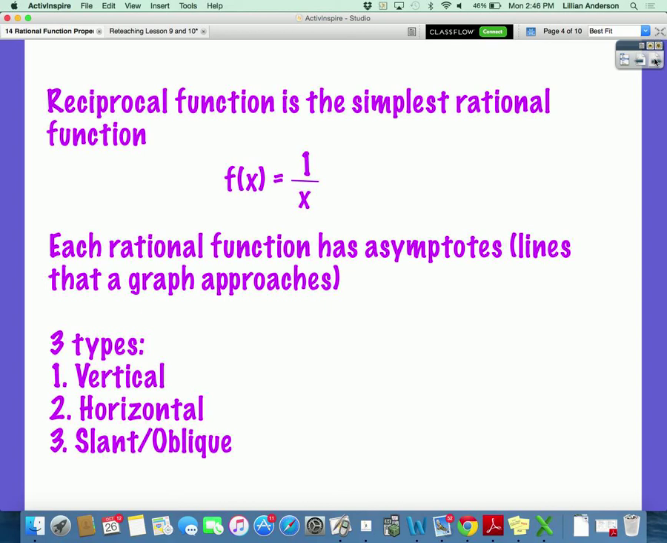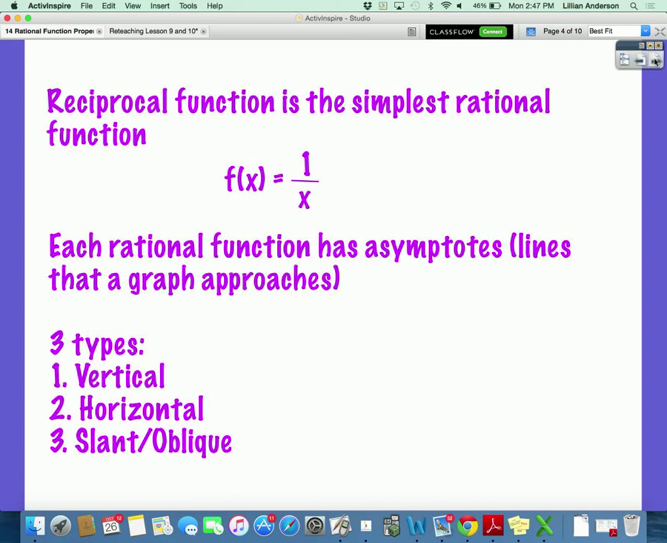Now each rational function has asymptotes. Again, those are lines that the graph approaches, doesn't cross or touch. However, certain rational functions, none that you'll get to in pre-calc, you might get to in calculus, calc 2, calc 3, depending on how far you go, you will run into rational functions that actually do end up crossing at that asymptote, okay? But I'll save that for that teacher.